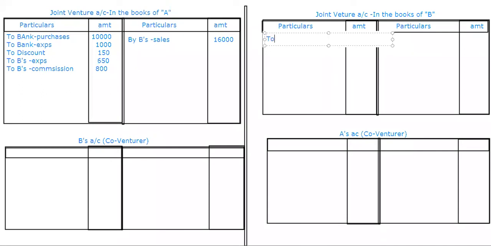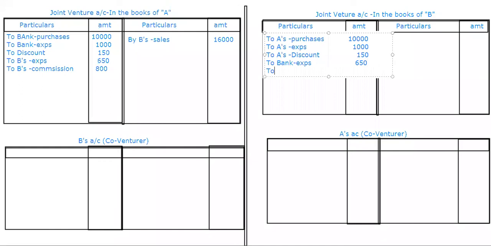Now here I'm going to write to A's purchases, A's purchases I'm writing. Then to A's expenses, which are 1,000. Then to, again this is A's, we call discount, which is 150. Then to bank, in B's books, B's expenses we can't write his name, so that's why to bank. Again to commission we will write directly, commission, which is 800. That's it, no?